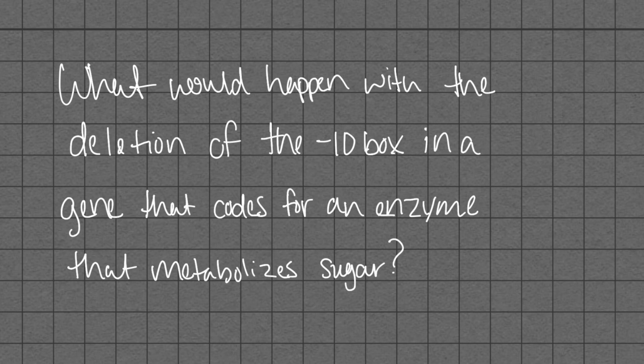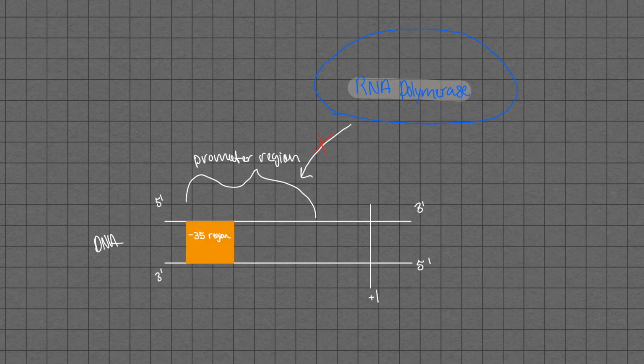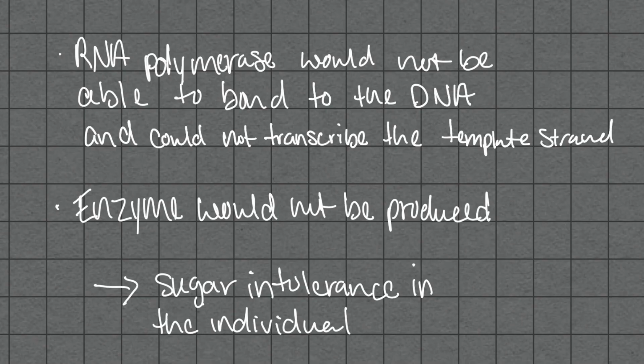enzyme that metabolizes sugar? In this case, RNA polymerase with the sigma factor would not be able to bond to the promoter region because it's missing the -10 box. Since the RNA polymerase would not be able to bond to the DNA, it could not transcribe the template strand. Therefore, an enzyme would not be produced, meaning the individual would likely be sugar intolerant.